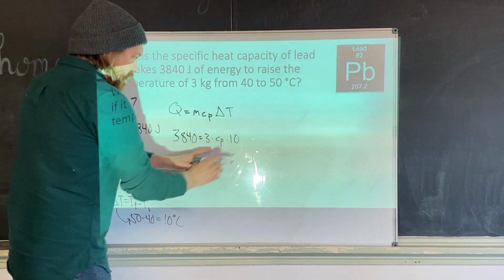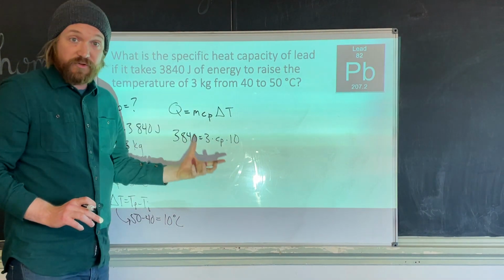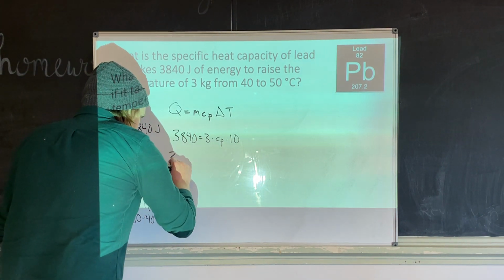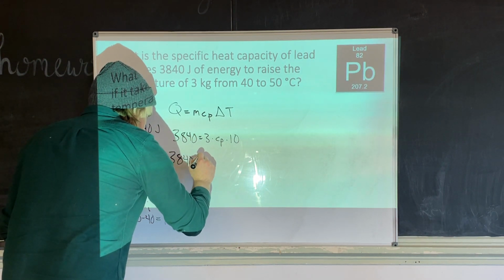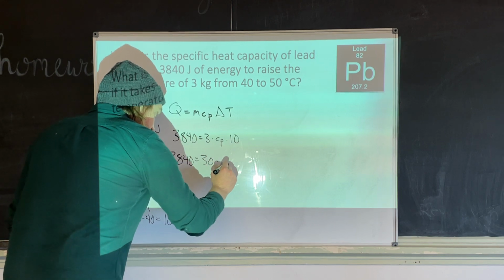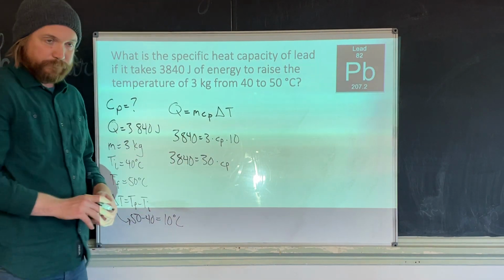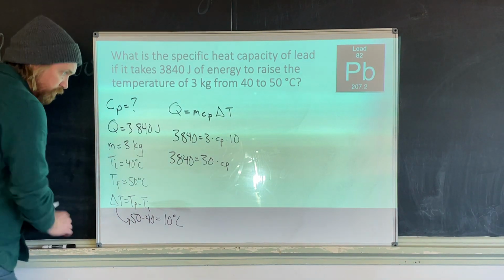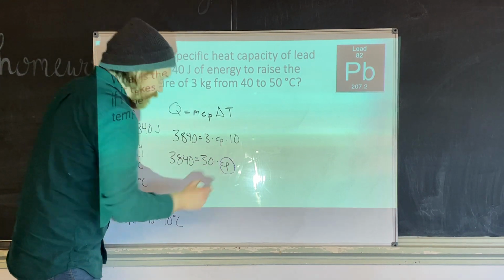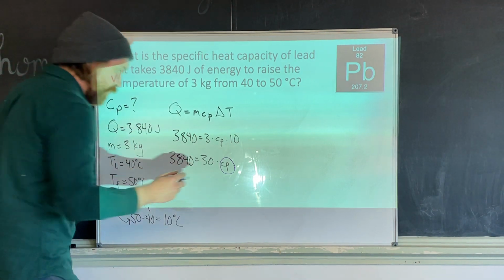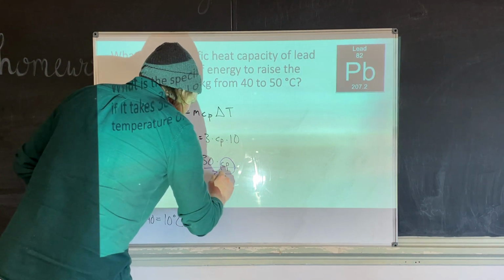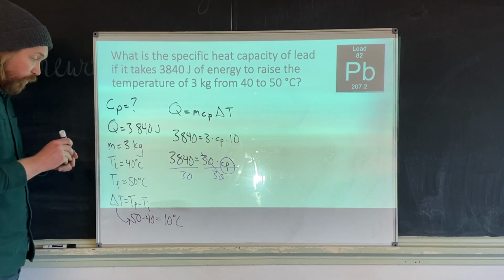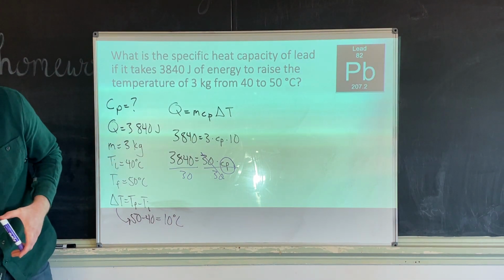Now the first step here is I need to do my regular old math. And even though they're not next to each other, all three of these things are being multiplied. So I'm going to multiply 3 times 10. So this gives me 3,840 equals 30 times the specific heat, or Cp. Okay? Now, pretty straightforward. We want to get the specific heat by itself. This is multiplication, so we just divide. And we're going to divide by 30, because that's what we want to move. 30 divided by 30 is 1.